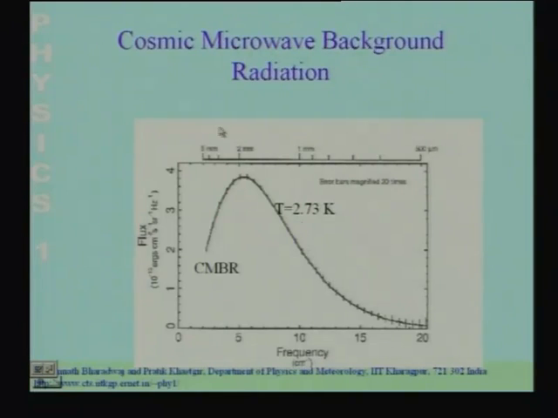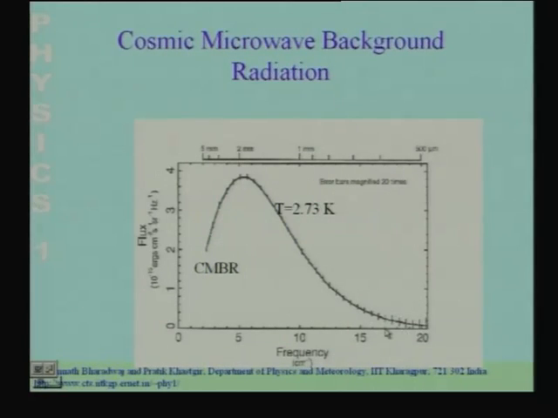So, the spectrum of this radiation which comes from all directions in the sky was found to be a black body with a temperature of 2.73 Kelvin. And this black body, which was measured by the COBE satellite, is possibly the most precise black body curve that has ever been measured.